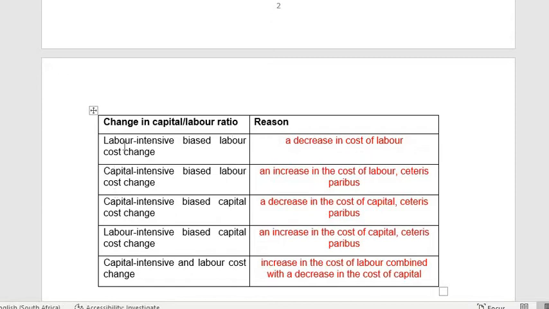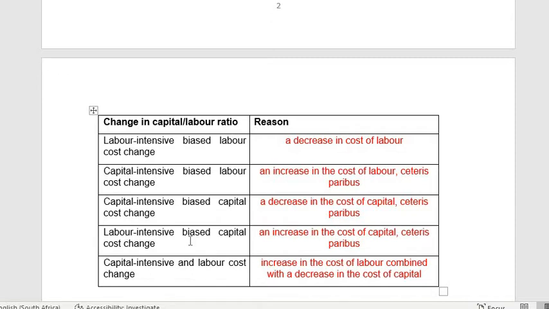And then a capital intensive bias labor cost change. So an increase in the cost of labor will then cause the firm to become more capital intensive. A capital intensive bias capital cost change. Now, similar logic to the first one that I explained, but now you're looking at capital. So a change in capital cost made the firm more capital intensive. A decrease in the cost of capital will make the firm use more capital in its production.